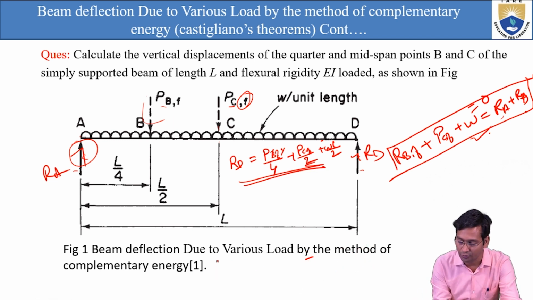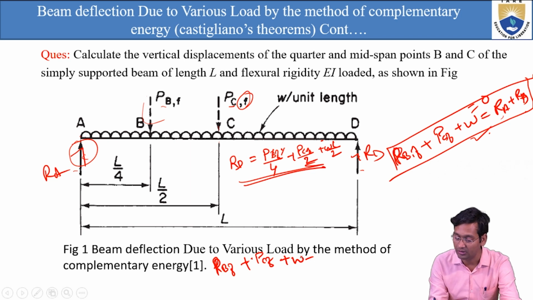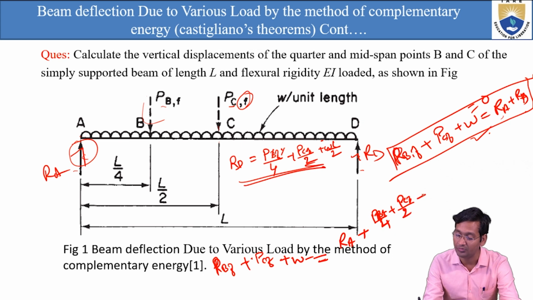to find RA. So PBF, sorry, this is PBF. PBF plus PCF, because this load is there. PBF plus PCF plus W equals to what? RA and plus this value. So this is PBF by 4 plus PCF by 2 plus WL by 2.